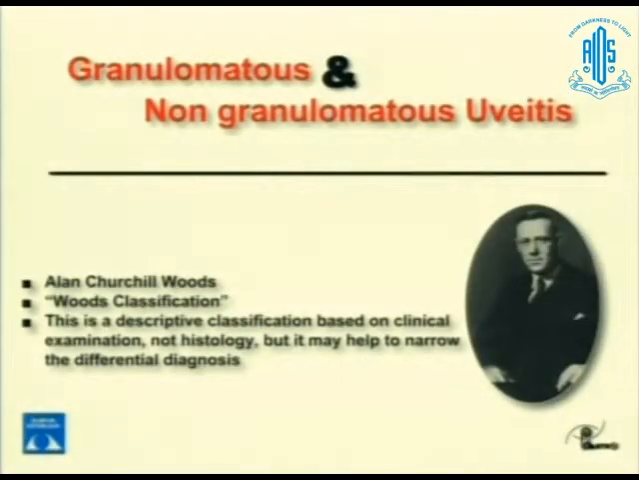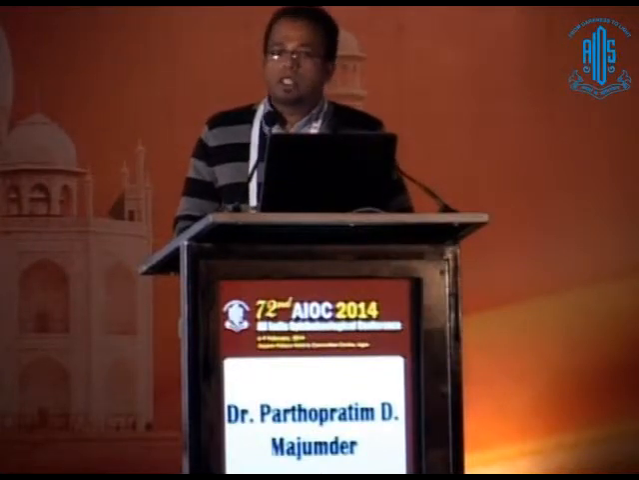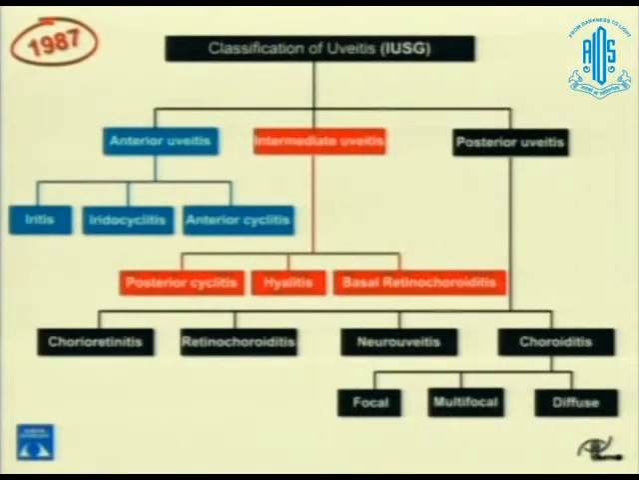First is the Woods classification, which differentiates into the granulomatous and the non-granulomatous entity, though it's often known as pathological classification. This actually helps us to narrow down the differential diagnosis based on the clinical feature. Next, we have the Duke-Elder classification, which classifies according to the etiology, the cause of the uveitis. Then in 1987, we had the AIOC classification, where the uveitic entities were classified according to the anatomical site of the inflammation.